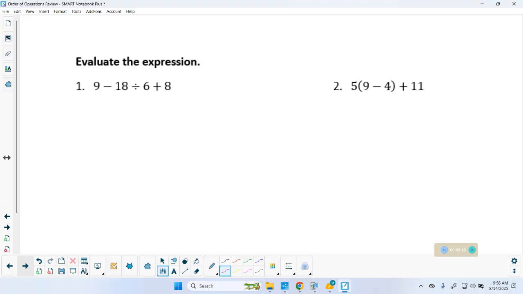Number one is 9 minus 18 divided by 6 plus 8. So remember, the first thing you have to do, there are no parentheses, there are no exponents. So that means we have to do our division first. We are going to leave the 9. Negative 18 divided by 6.